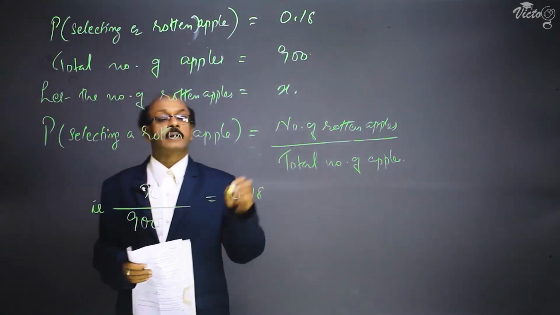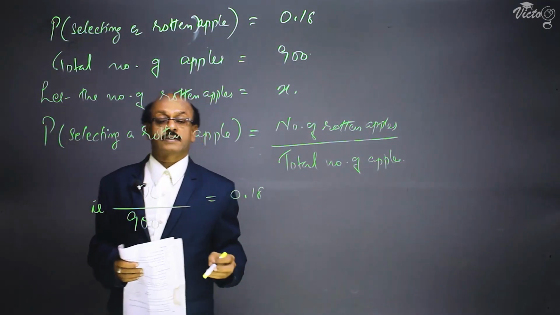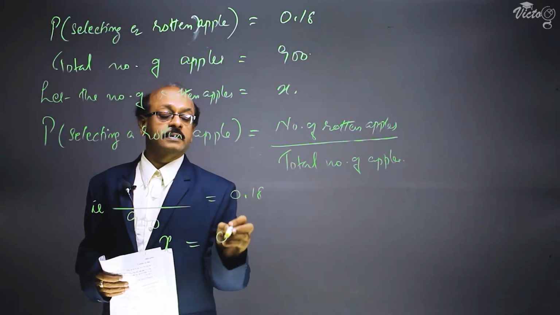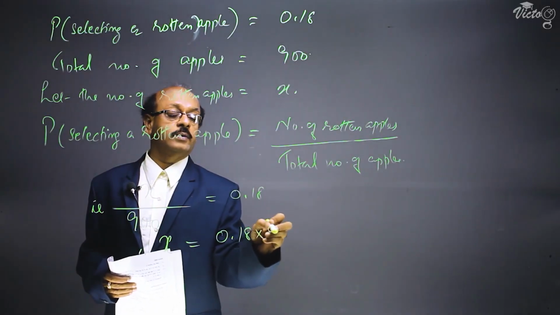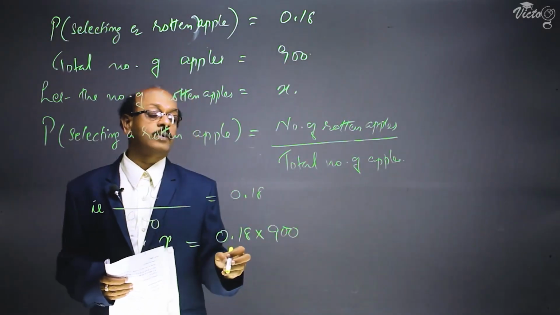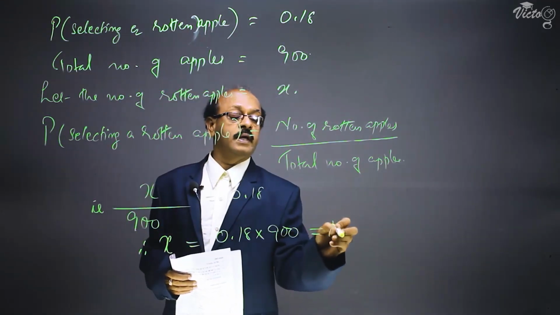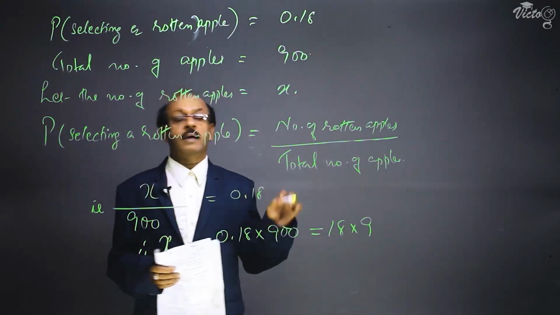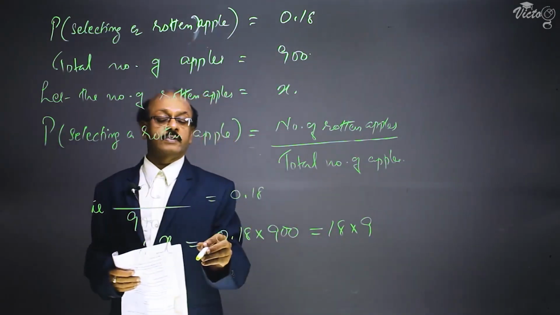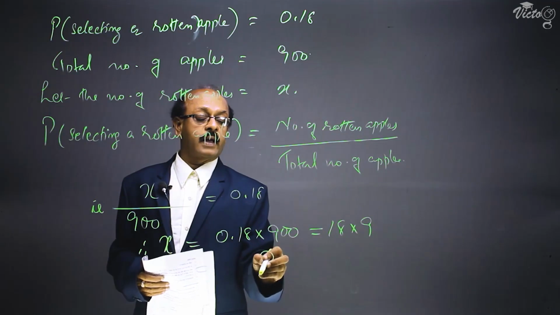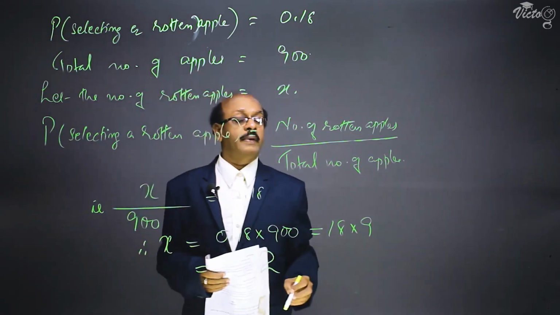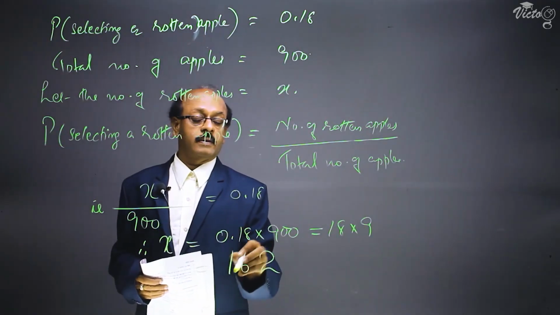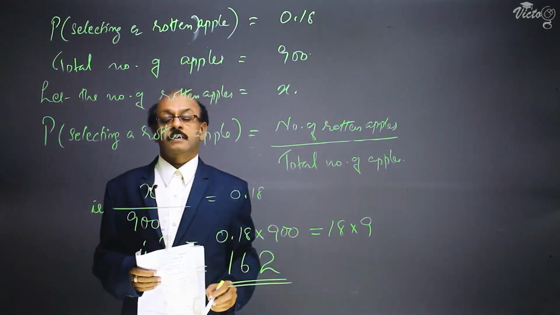So we can cross multiply, then we will get the value of x. X is equal to 0.18 into 900, which is equal to 18 into 9. These two zeros and two decimal places will be cancelled. 18 into 9: 9 8s are 72, remainder 7. 9 1s are 9 plus 7, 16. This is the value of x.